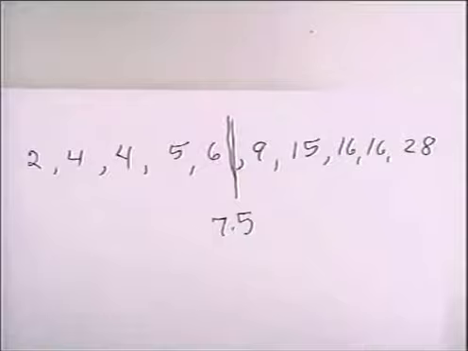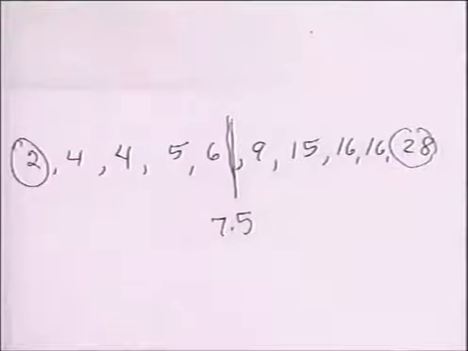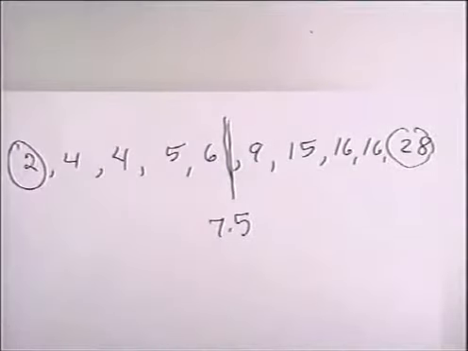Now, we're going to make a box plot. How do we do this? Well, we need 5 numbers for the box plot. The numbers are the median for the middle. We need the high and the low, which would be 2 and 28. And then we need our first quartile and third quartile.